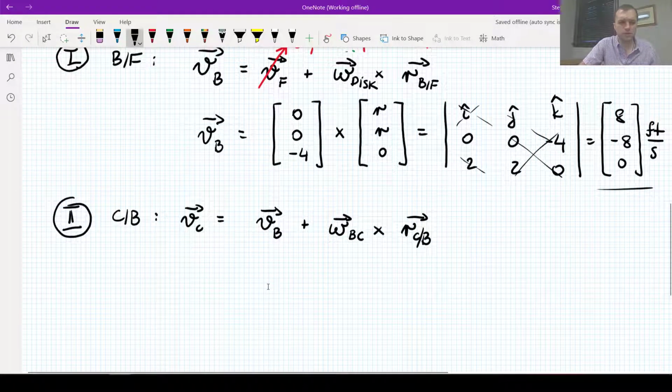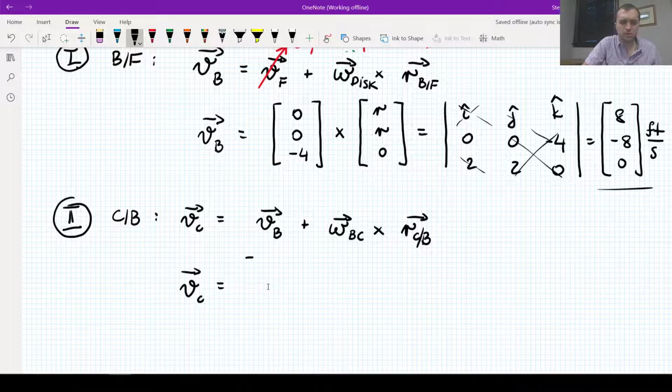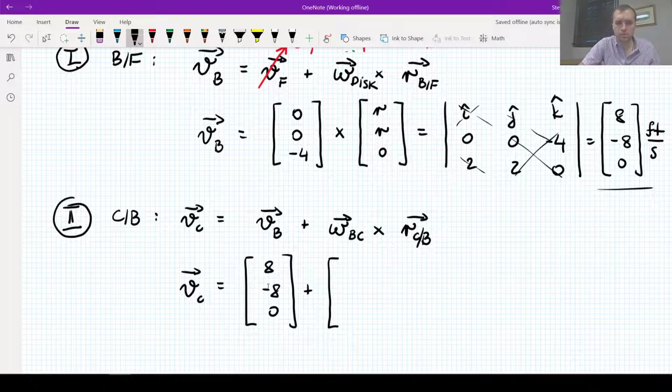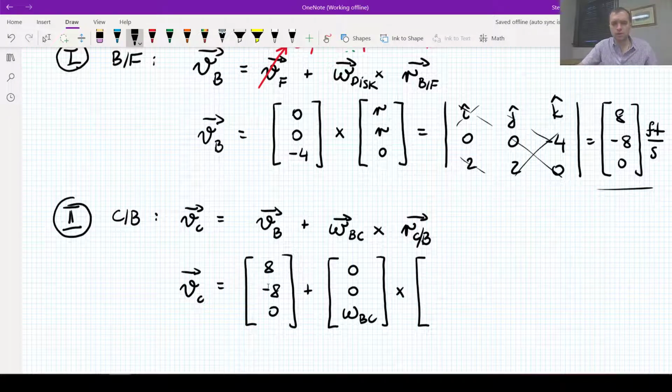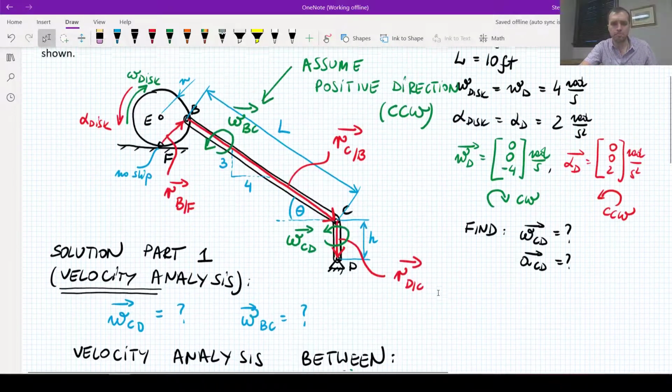Okay, so we can write in here VC is equal to 8 minus 8, 0, plus 0, 0, omega BC. Please keep in mind, please recall that we assumed positive direction of omega BC times this vector. Let us figure out the components of this vector, RCB.